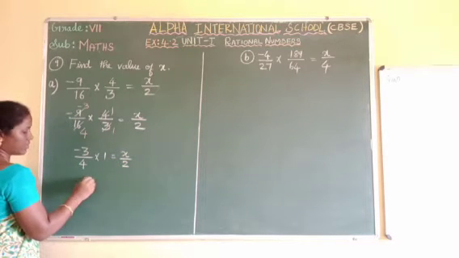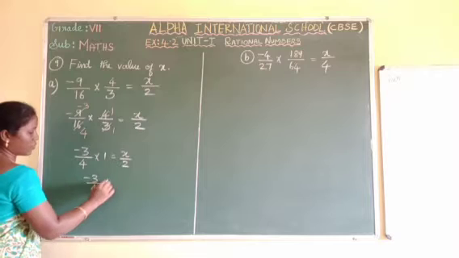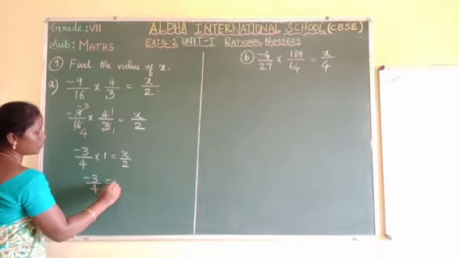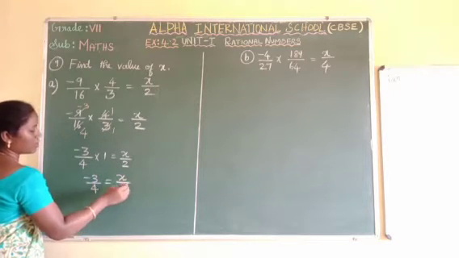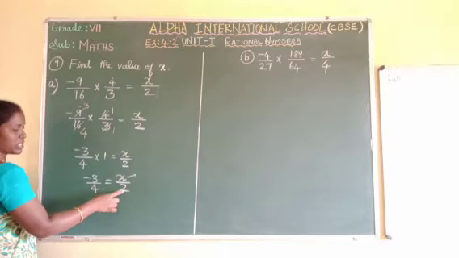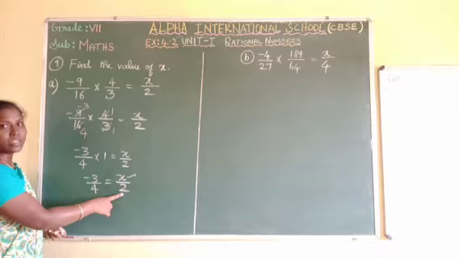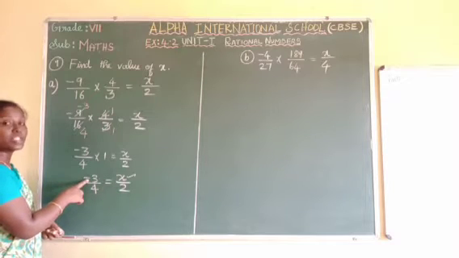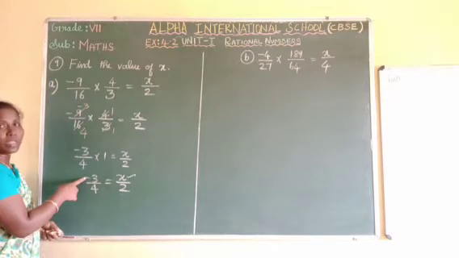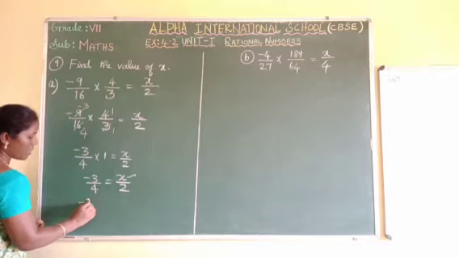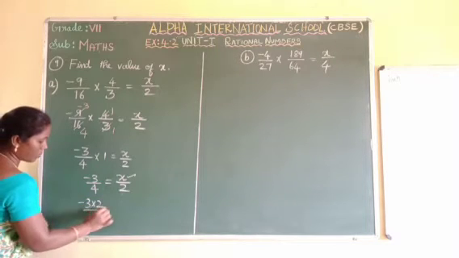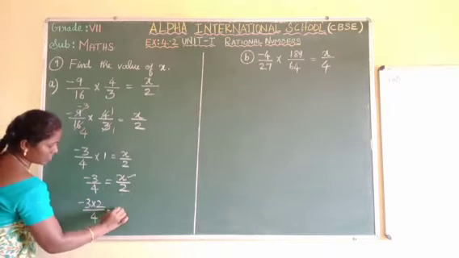Now we can write it as minus 3 by 4 equal to x by 2. We want to find the value of x. So take 2 to the right side of the equation. 2 is here under division. It comes here under multiplication, goes to the numerator. Okay. So minus 3 into 2 by 4 equal to x.